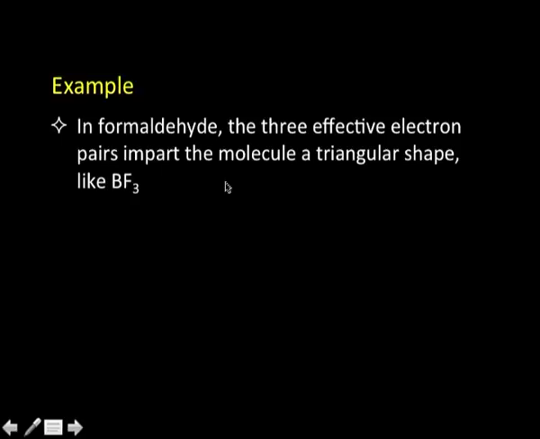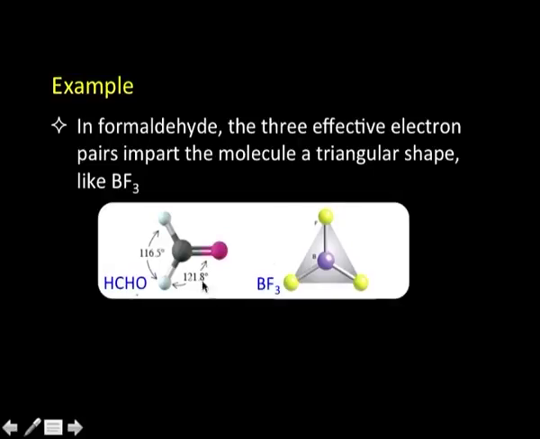Let us take yet another example here. Let us take the example of, say, formaldehyde. In case of formaldehyde, there are 3 effective electron pairs, and as a consequence, the molecule has a triangular shape like BF3. This is my molecule of HCHO, formaldehyde. We find that this is carbon, this is oxygen, it's a double bond here, and a single bond here and a single bond here. And in the case of BF3, all the 3 are single bonds here. This is a triangular shape here, so is here. But this is a regular triangular shape having a bond angle of 120 degrees, as we know.